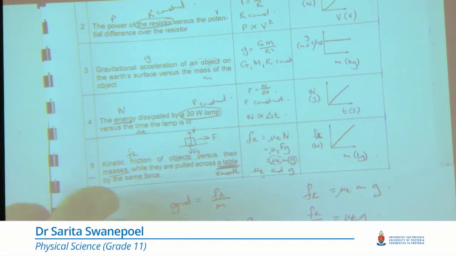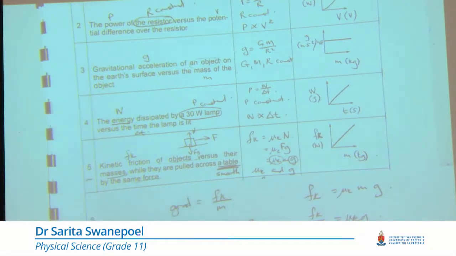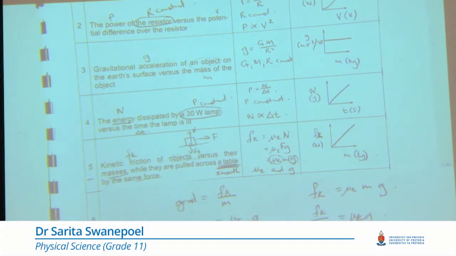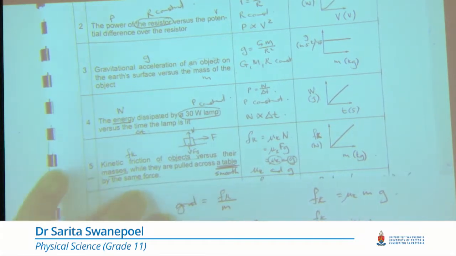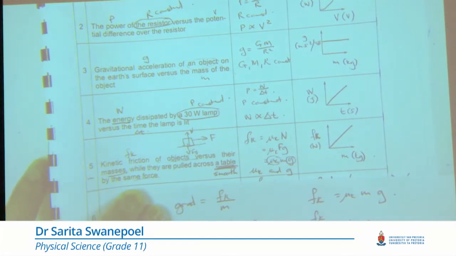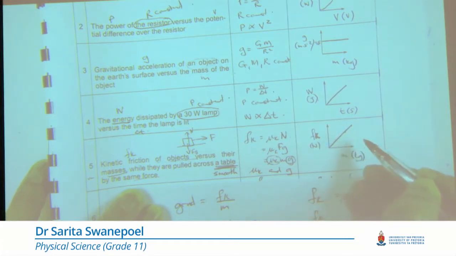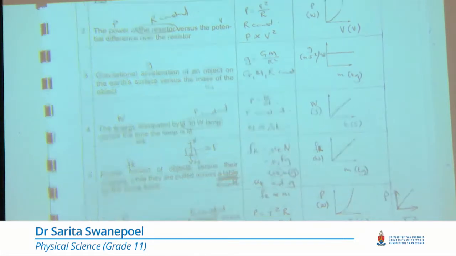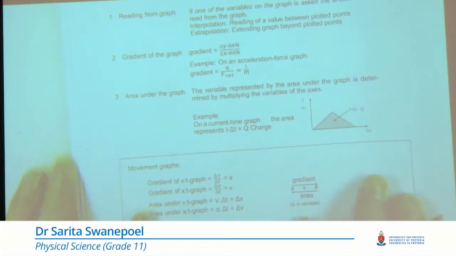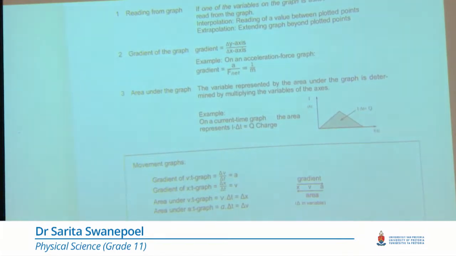So they can give you the graph and tell you you're on Earth, then you have g, and ask you to get mu from the graph. So then you say, oh, the gradient is mu times g, and g is 9,8. So work out the gradient with values on the line, and that will be mu times g, and you already know what g is, then you can get mu. Okay, let's go on. So that is for gradient. So whenever you need the gradient, it's y divided by x.